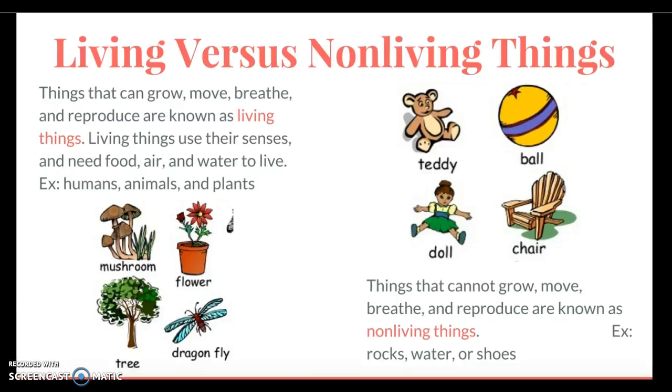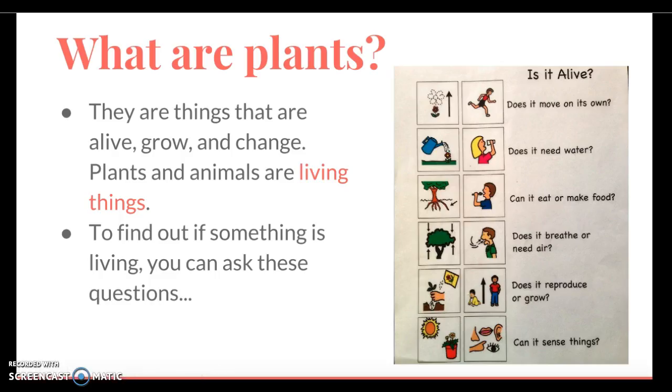I have also included some pictures, as you can see here. Right here are different examples of living things, and over here are examples of non-living things. So now you might be asking, well, what are plants? Well, plants are things that are alive, that can grow and change. Plants and animals are living things.